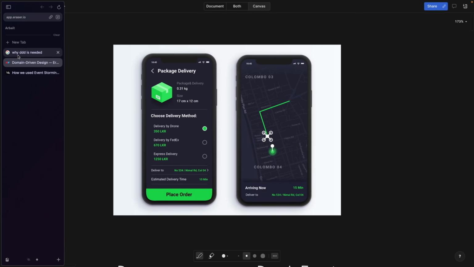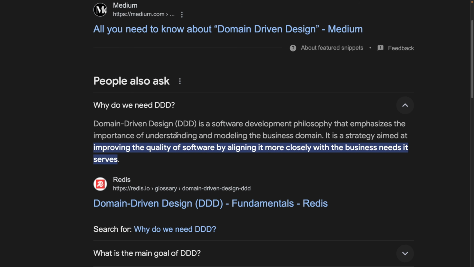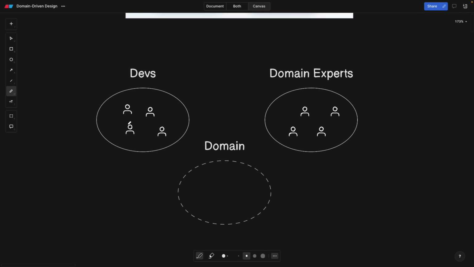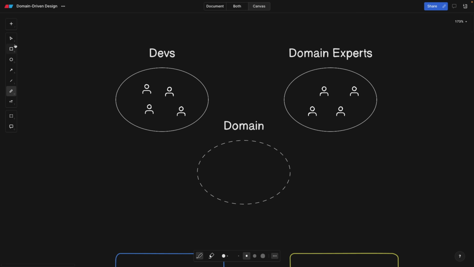Now before we try to design this thing, we need DDD for some reason. And the reason is it's a strategy that aims at improving the quality of our software by aligning it closely with the business needs. In other words, we're going to try to bring the developers closer to the domain experts, also known as the business people. Now if you put all of them together, the collaboration between these two types of people is going to be much better and it's going to yield better results. Better results meaning better quality software that's going to be easily maintained over the years.